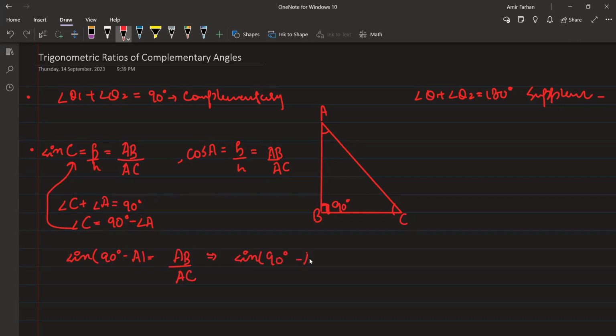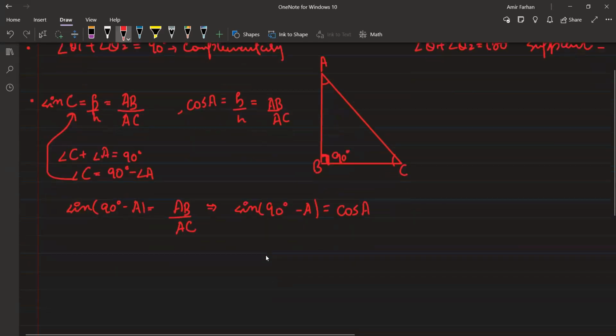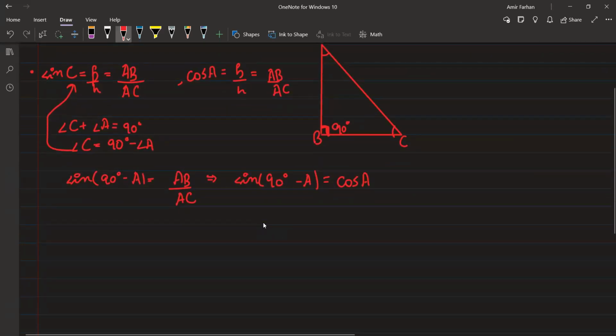Sin(90° − A) equals cos A. Now, Adil, are they complementary to each other? Yes, they are. So this is called a complementary angle.